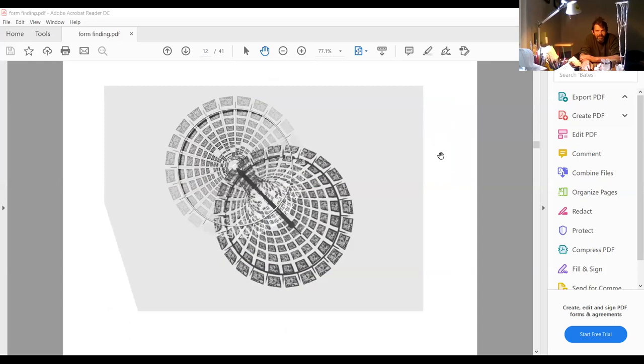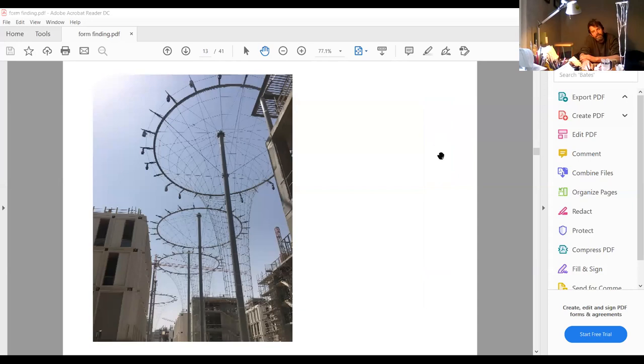get that shape right. So there are 60 of these towers. They're 25 meters high and they're about 16 meters in diameter. The shade panels spin in the wind so that they're very light.